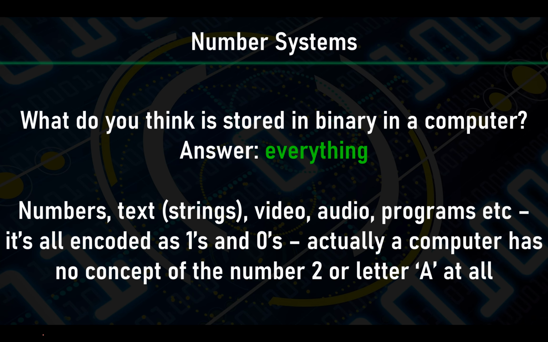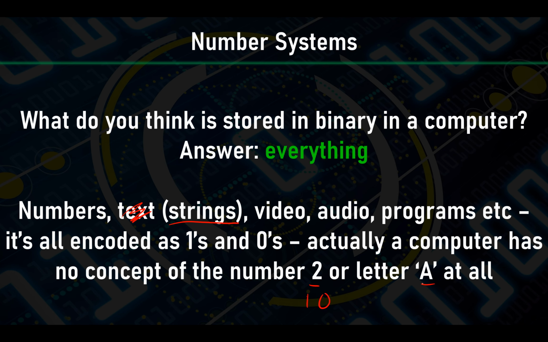That can be numbers, it can be text, also called strings. And when you're talking about computer science, you should really call text a string, so don't usually call it text. Of course, video, audio, programs, it's all going to be encoded as 1s and 0s. And really a computer actually has no concept of, let's say, the number 2 or the letter A, because what we'll see is that 2 in binary is just going to be 1, 0.